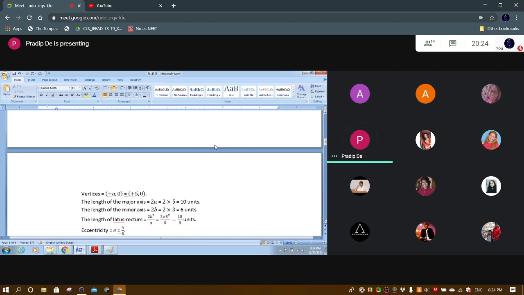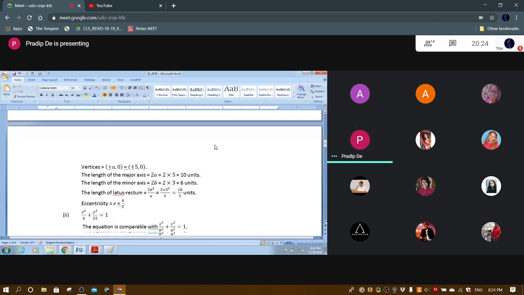So this is fine. Now this one, x square upon 4 plus y square upon 25 equal to 1. Type 1 or type 2? It's type 2. Type 2.